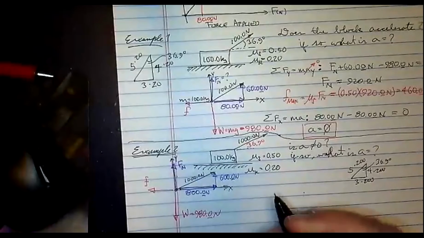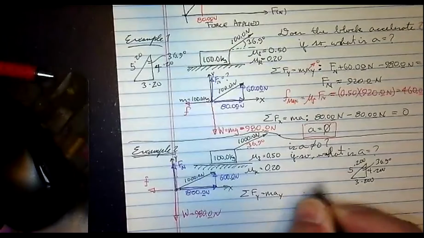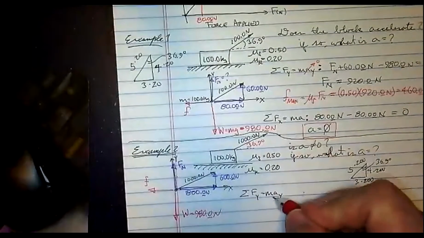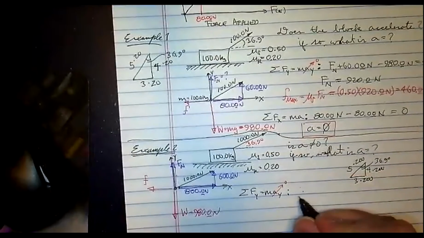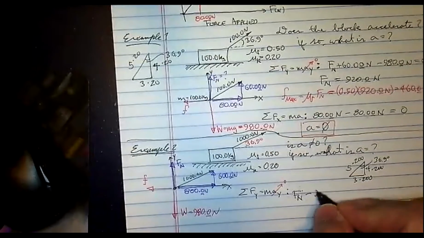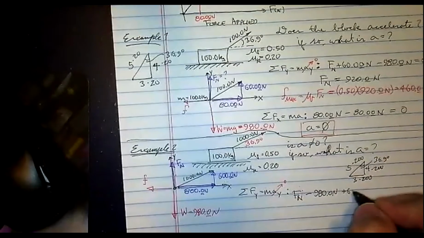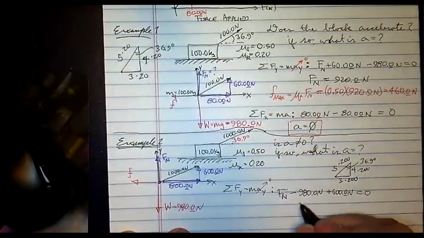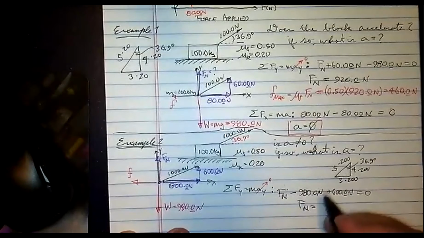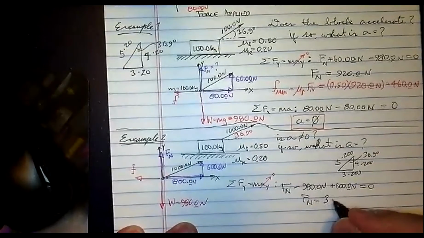So what I'll do is take the summation of forces in the y direction equals mass times acceleration in the y direction. Again, taking a sub y equal to 0. So I'm going to get that F normal minus 980 plus 600 is equal to 0. So I can see the normal force is actually going to be 980 will come over here and be positive, and 600 will be over here and be negative. So this will be 380.0 newtons.